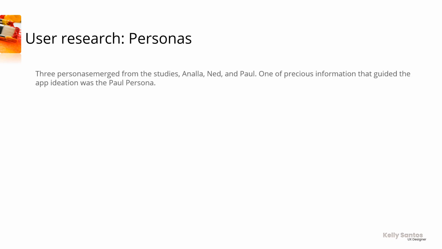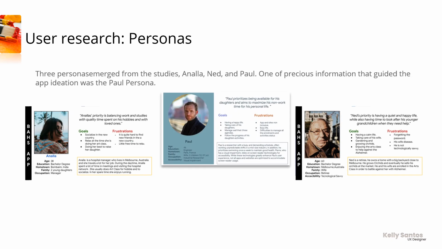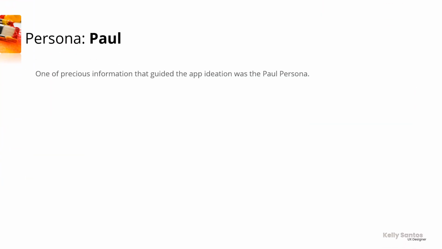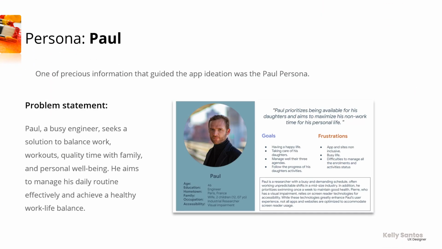User research personas. 3 personas emerged from the studies: Anela, Ned, and Paul. One of the precious pieces of information that guided the app ideation was the Paul persona. His statement was, "Paul is a busy engineer who seeks a solution to balance work, workouts, quality time with family, and personal well-being. He aims to manage his daily routine effectively and achieve a healthy work-life balance."